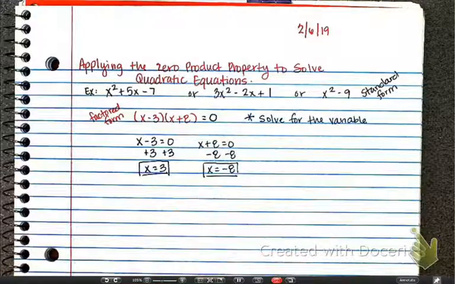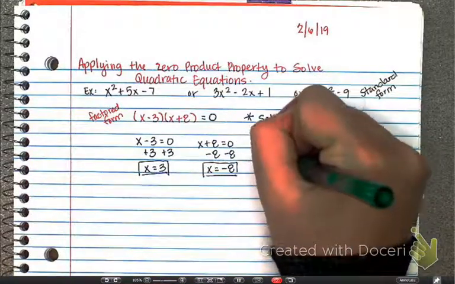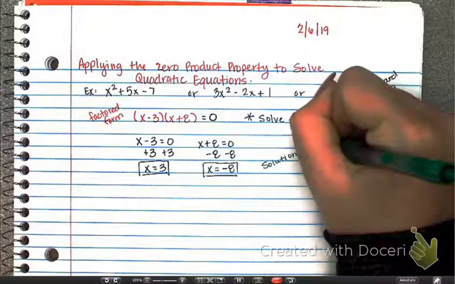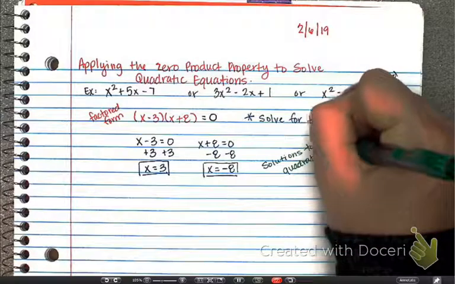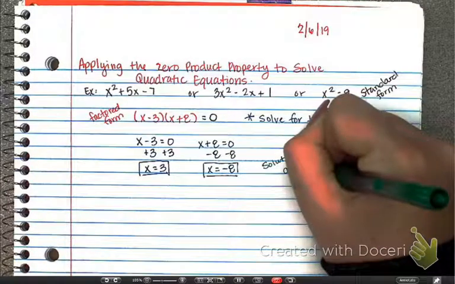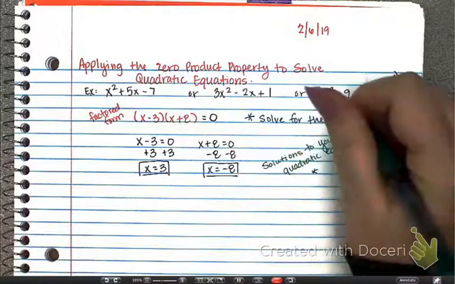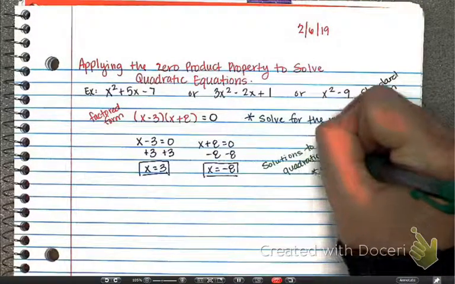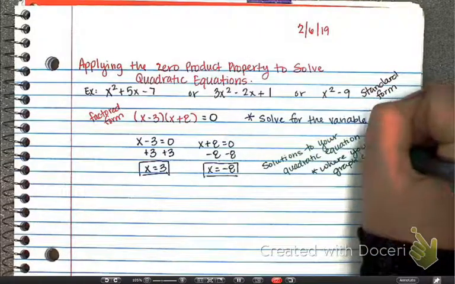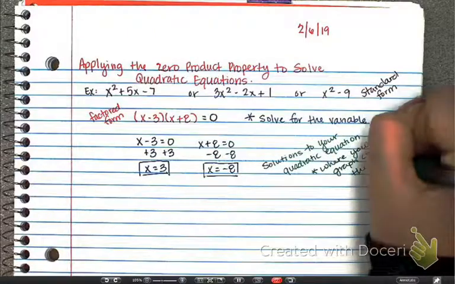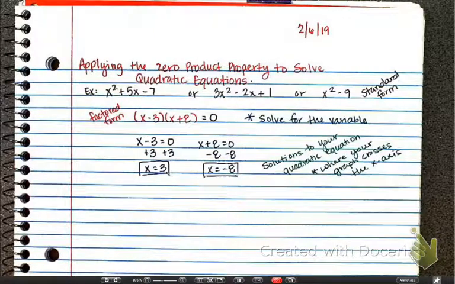These values here are super important. These are going to be the solutions to your quadratic equation. And then when we start to graph, these are going to be where your graph crosses the x-axis. So there are solutions to your quadratic equation, and then as we start to graph, it's going to be where your graph crosses the x-axis. Those are going to be important values as we move forward.